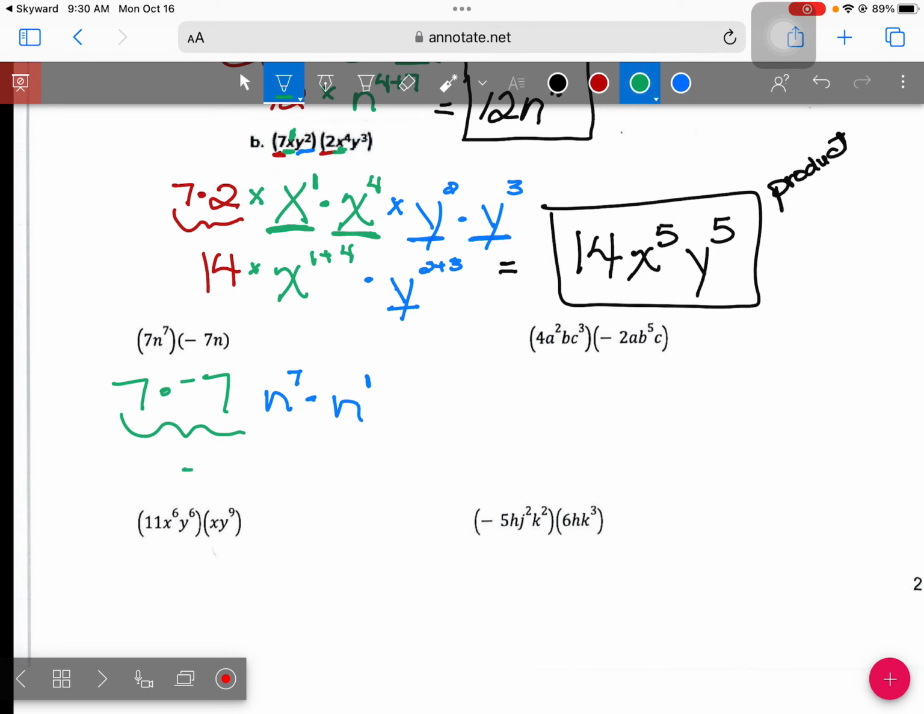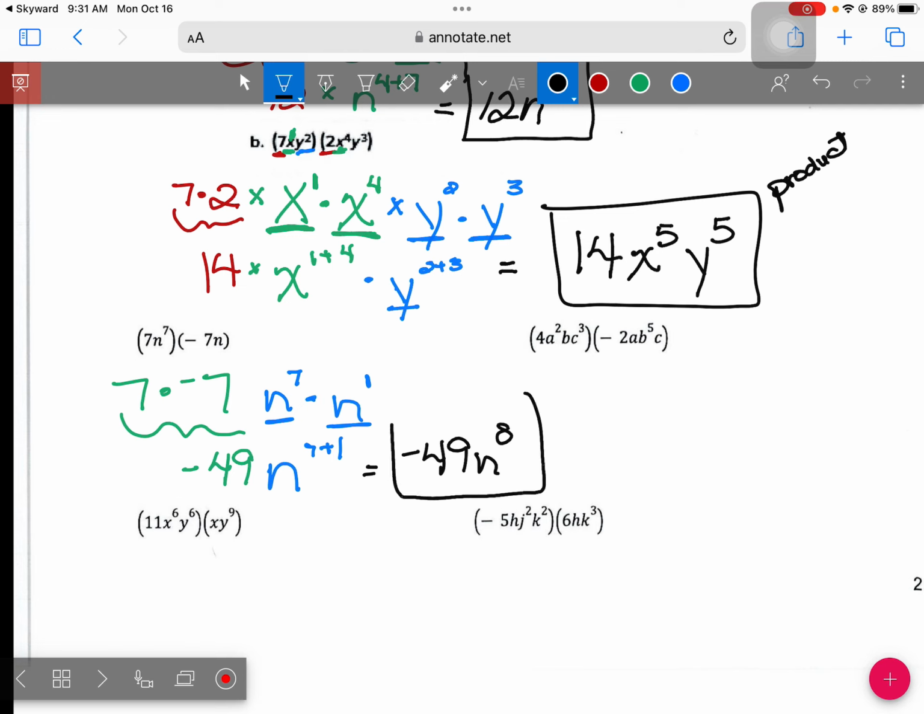You're going to hear that a lot. You're like, oh, great. N to the 7th times n to the 1st. They have the same base. You keep the base. Add the exponents. Which gives me -49 times n to the 8th power.